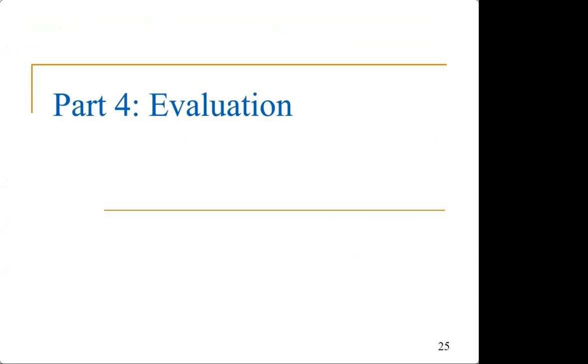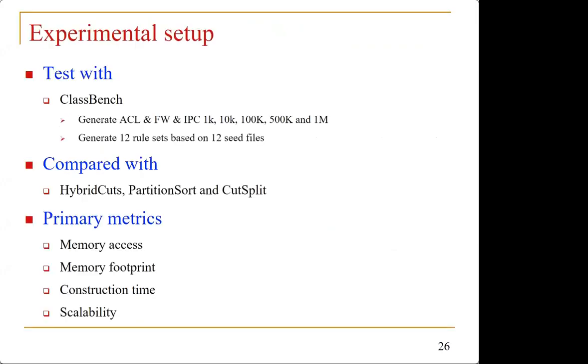Okay, now we move to the part of experiments. We use ClassBench to generate the rule sets for the experiment. ClassBench includes 12 different seed files in 3 different categories: 5 access control lists, 5 firewalls, and 2 IP chains. We generate rule sets of 3 different sizes for each seed. We also generate some 500K and 1 million rule sets to verify the scalability of MBitTree.